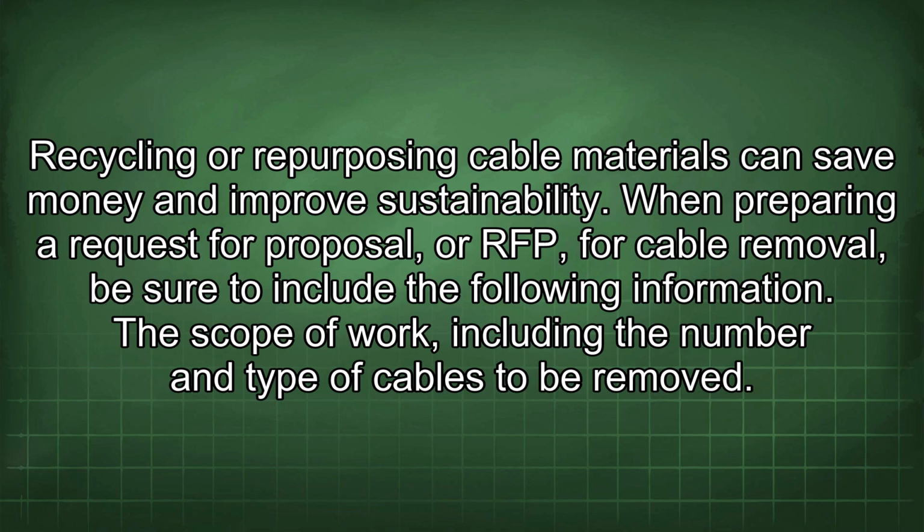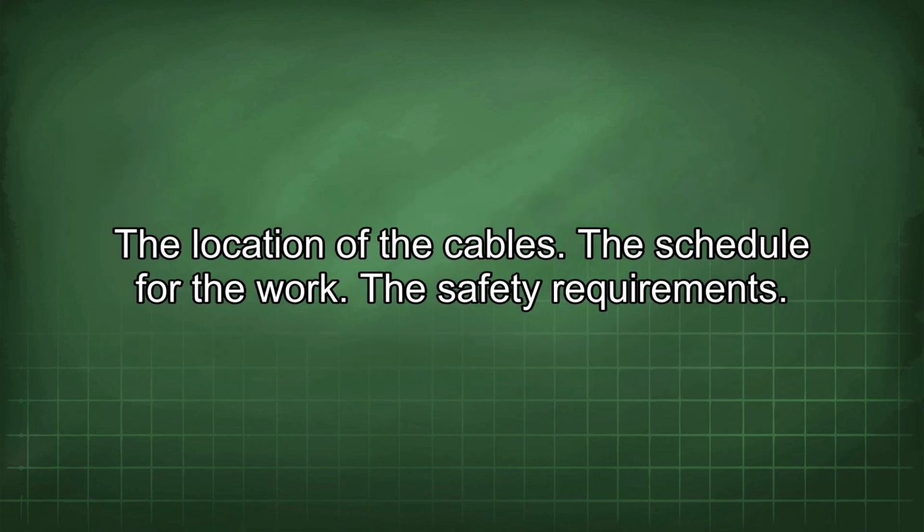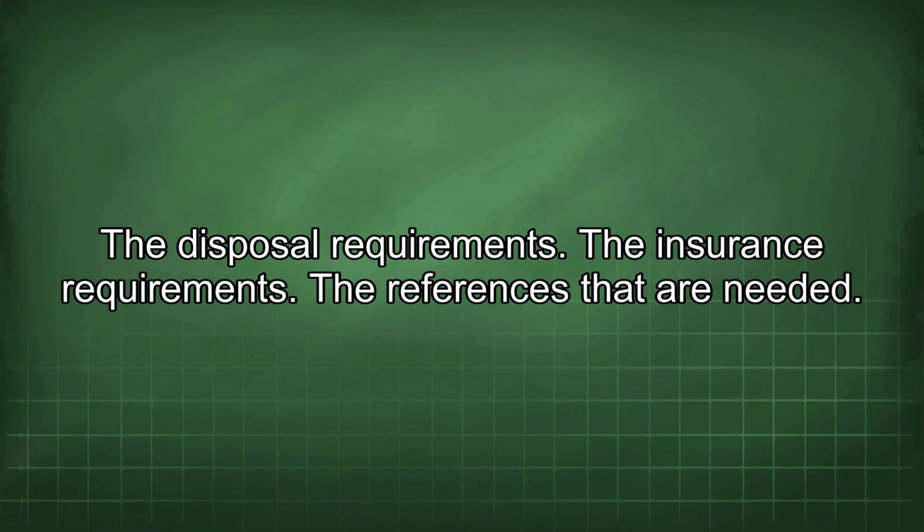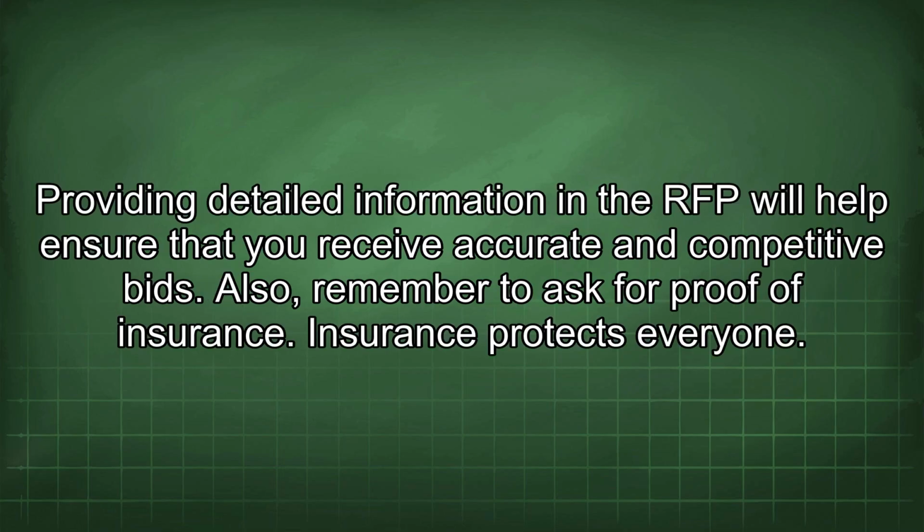When preparing a request for proposal, or RFP, for cable removal, be sure to include the following information: the scope of work, including the number and type of cables to be removed, the location of the cables, the schedule for the work, the safety requirements, the disposal requirements, the insurance requirements, and the references that are needed. Providing detailed information in the RFP will help ensure that you receive accurate and competitive bids. Also, remember to ask for proof of insurance.